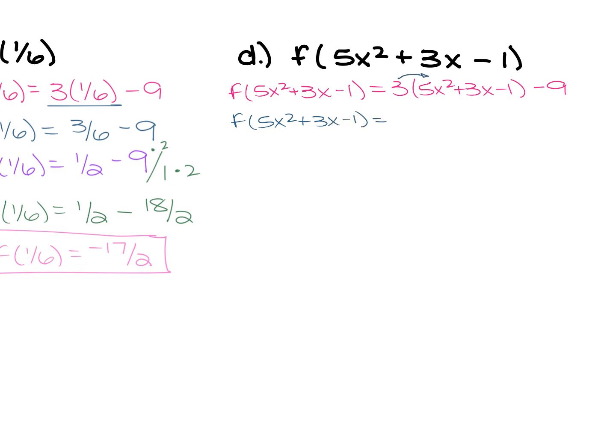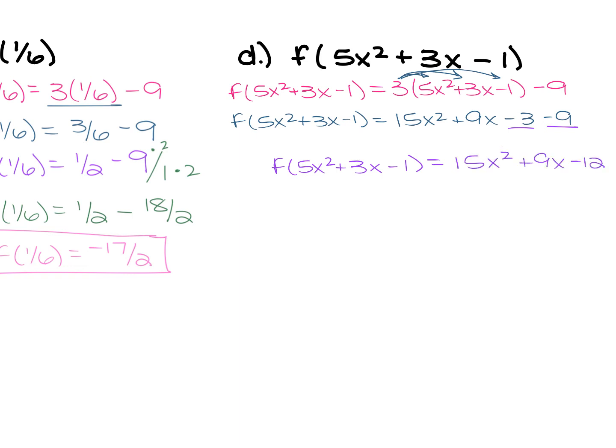The 3 times 5x squared is 15x squared. 3 times 3x is 9x. And 3 times negative 1 is negative 3. From here, we combine like terms with whatever we have. We still have that minus 9 after that minus 3. So that gives us like terms with that negative 3 and that negative 9. So our answer for this one is just f of 5x squared plus 3x minus 1 is equal to 15x squared plus 9x minus 12.